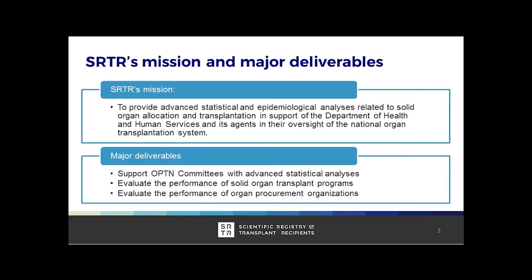Our mission is really to provide advanced statistical and epidemiologic analyses related to the solid organ allocation and transplantation system in the U.S. in support of the U.S. Department of Health and Human Services. And I've highlighted just three major deliverables. We, of course, support the OPTN committees with advanced statistical analyses. So we have a number of biostatisticians and epidemiologists that are doing analyses for those committees to help them in their decision-making process. We also are charged with evaluating the performance of both the transplant programs and the OPOs. So that's what today's webinar is, of course, focusing on: how do we do that for the organ procurement organizations.